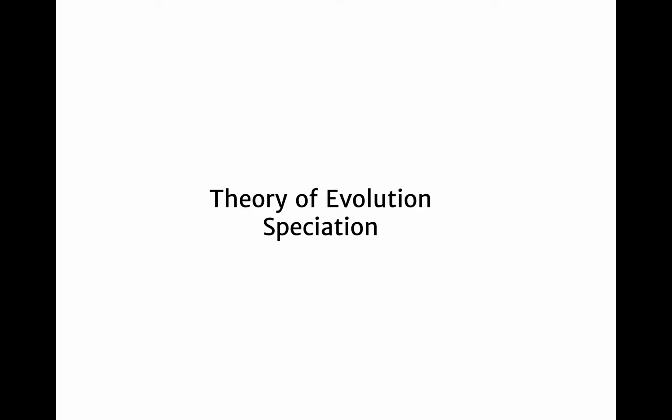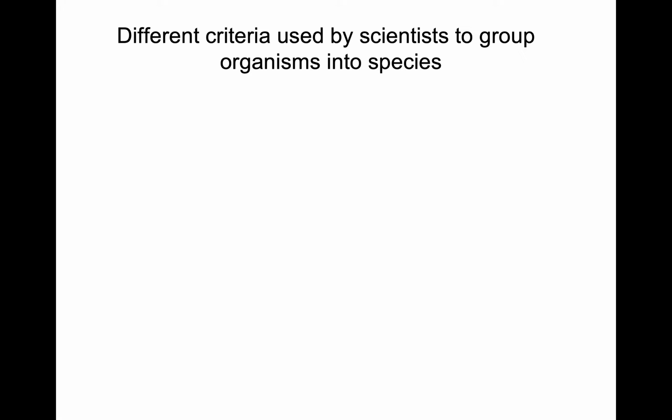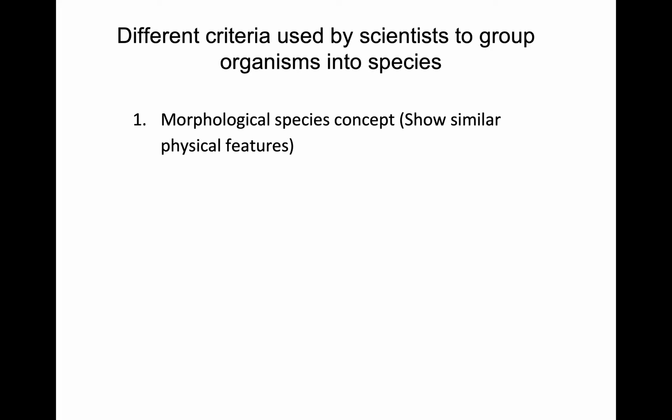In this video, we're going to talk about how new species are formed. Now, when defining different species, which organism belongs to what species, scientists use different criteria. So there's really not one unified form of defining species that works for every situation. There are various different kinds. So let's take a look at what they are.